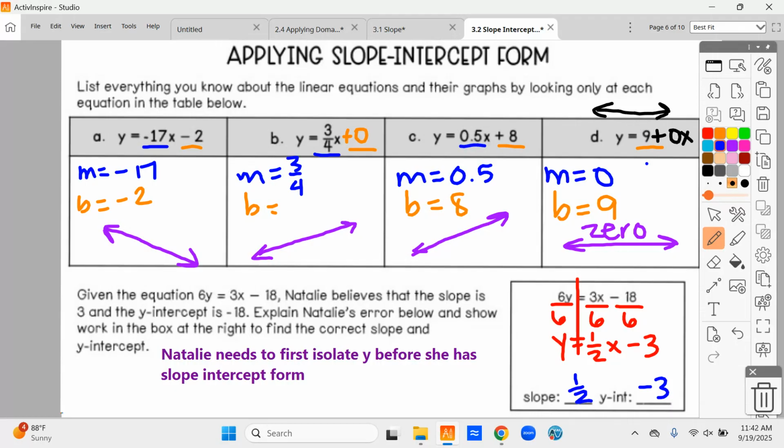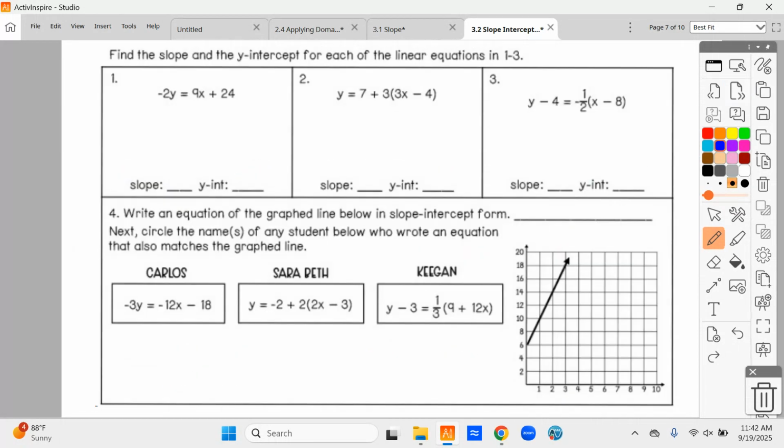Okay? So that is Natalie's error. She had the right idea, but didn't solve for y. So let's look at a few examples where we'd have to solve for y first. Okay? So here I have a -2 with my y. So line down my equal sign as always, and I'm going to divide by -2. And you can just use your calculator for simplifying. Here we would get -9/2 x minus 12. So my slope would be -9/2, and my y-intercept would be -12, my constant.